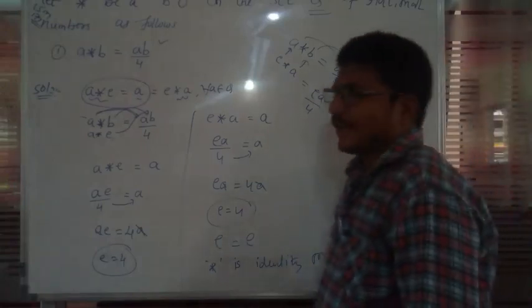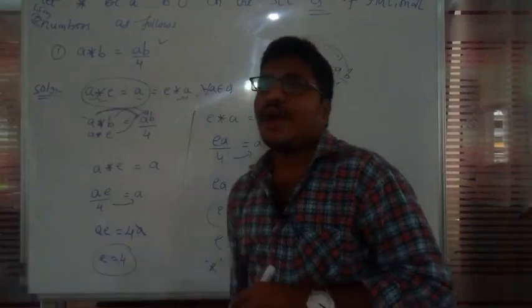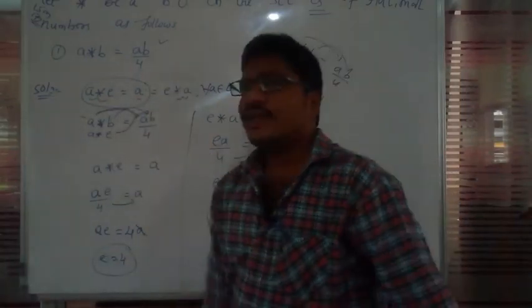Now let us go to the second problem. Very simple, just you have to check. First you should write whatever they ask: A star E is equal to A, which is equal to E star A.